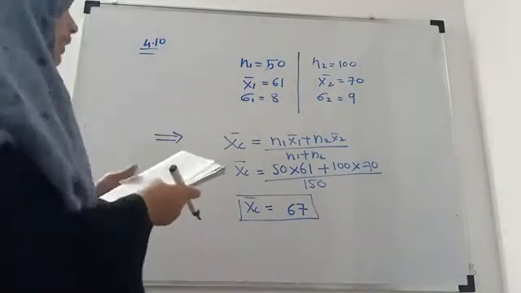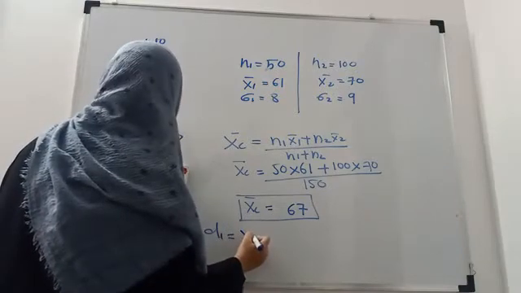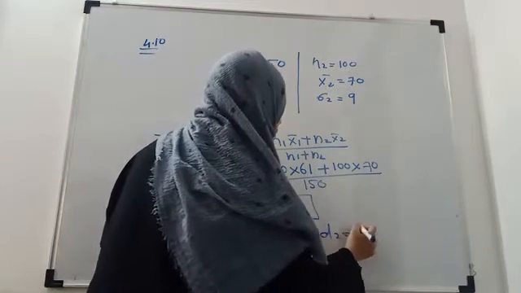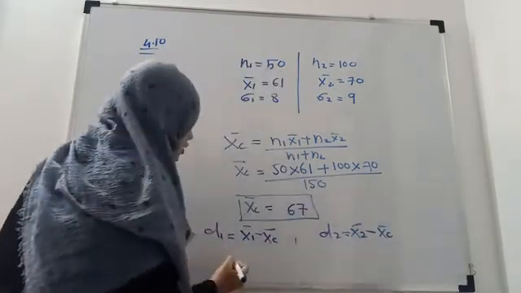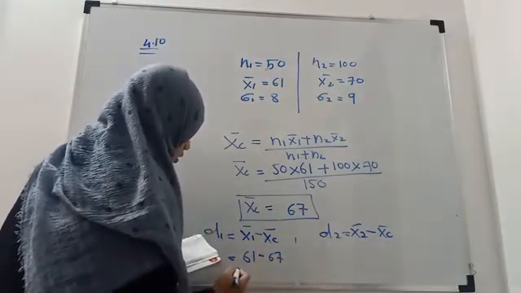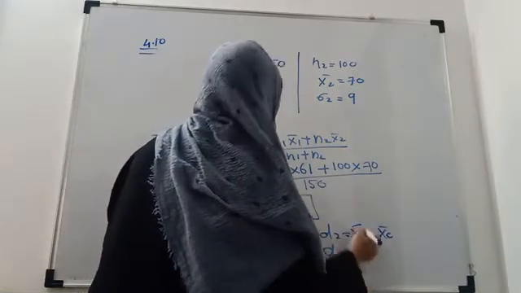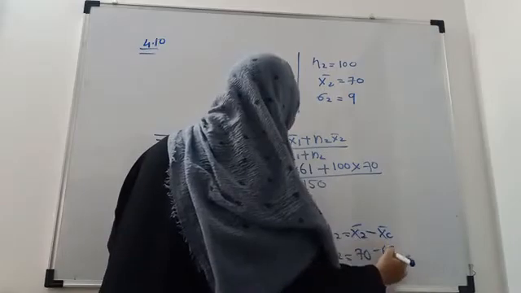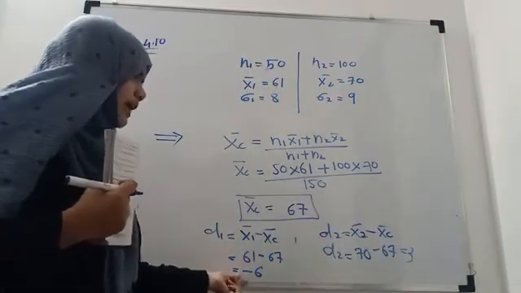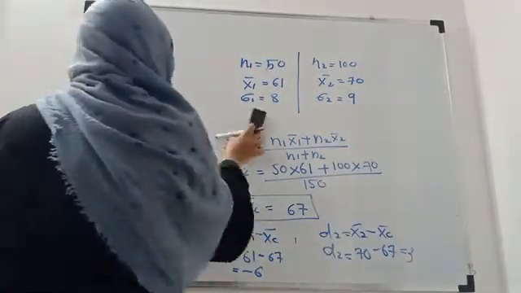Now we will calculate D1 and D2. D1 is equal to x1 bar minus xc bar, and D2 is equal to x2 bar minus xc bar. So 61 minus 67 gives minus 6, and D2 is 70 minus 67, which is equal to 3. So we have got D1 as minus 6 and D2 as 3. Now we will use the formula for standard deviation.